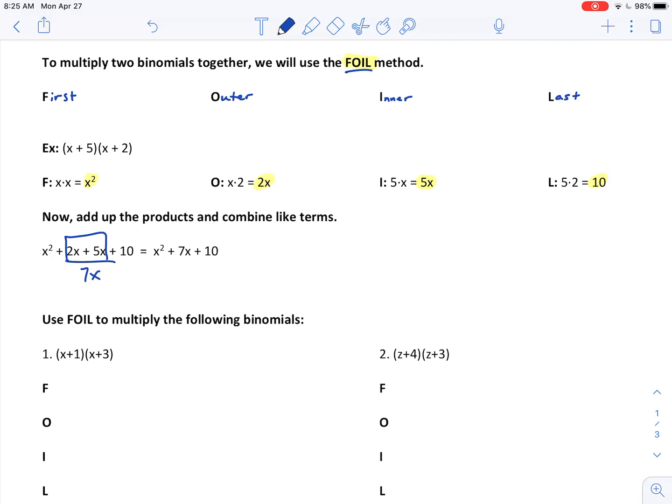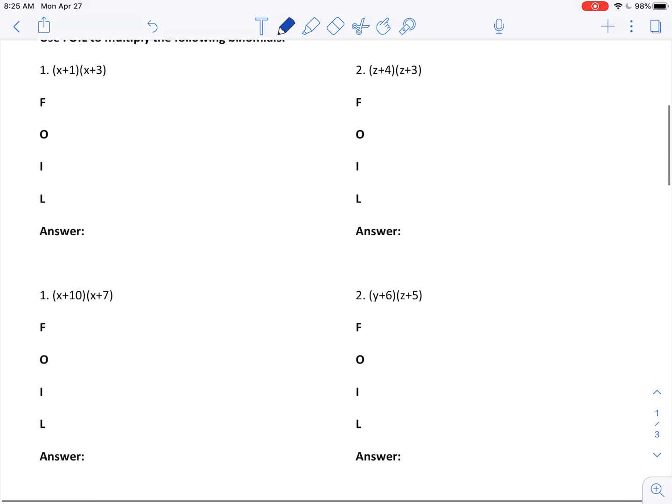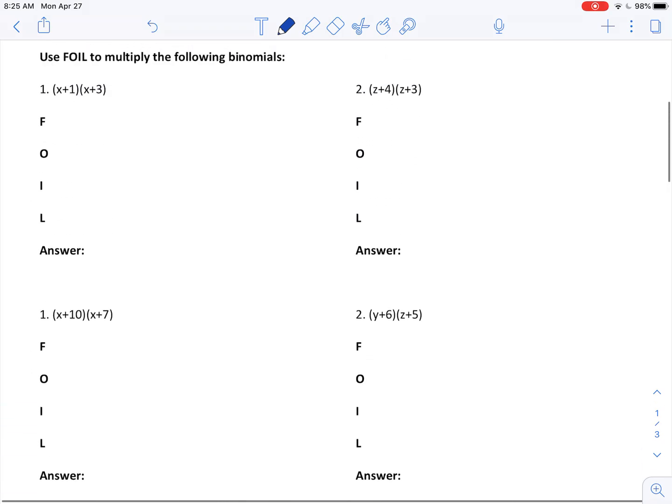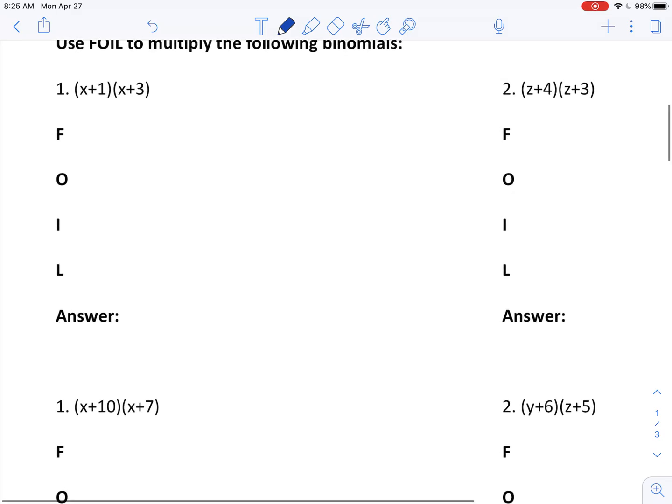And then we're going to add up our products. So we'll add x squared plus 2x plus 5x plus 10. And if we combine our like terms here in the middle, x squared plus 7x plus 10.